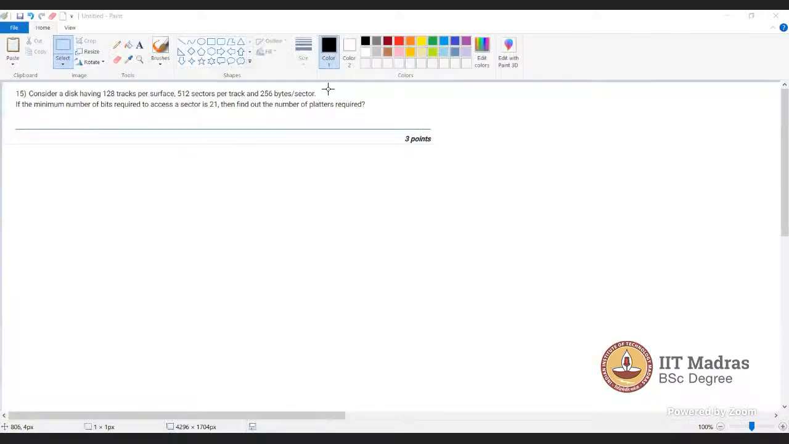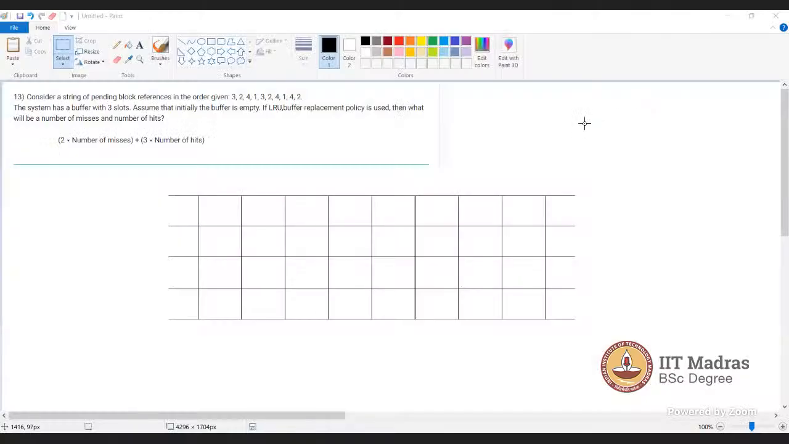Okay, let me share my screen. Is my screen visible? Yes, sir. Okay. The question is, consider a string of pending block reference. It was question number 11, in which canonical cover we have to find. Oh, okay, sorry. Let me discuss first question number 15, then we'll take question number 11.